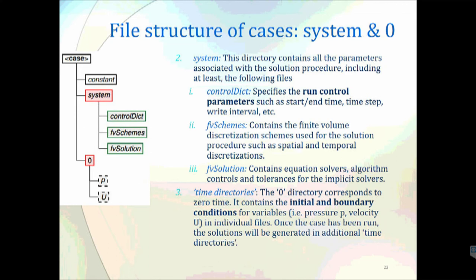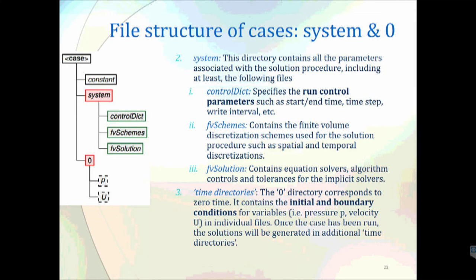Now, for the case folder, before you have run your case, while pre-processing, you will only have this 0 folder. The 0 folder describes the initial and boundary conditions for your case. Later on, once you have solved your case and run it for several time steps, you will have additional folders, 0.1, 0.2, and so on. Those folders will contain the solution.